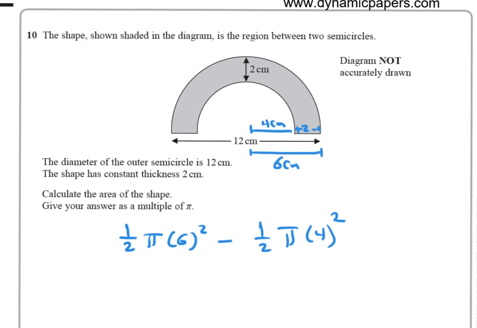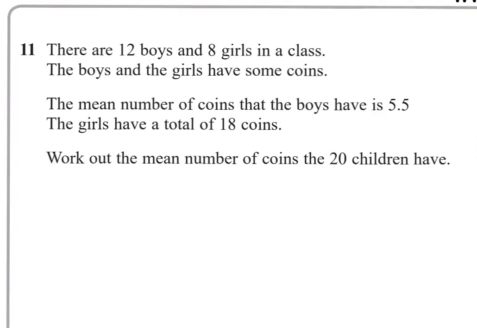So for the first one, half multiplied by 6 squared is 18 pi, minus the second one, 4 squared is 16 times half, which is 8, so minus 8 pi equals 10 pi. So this is the answer in terms of pi.